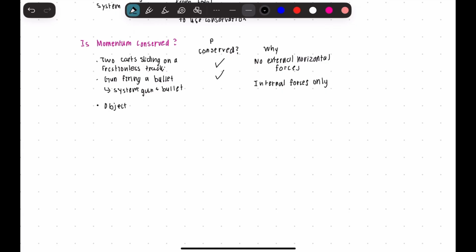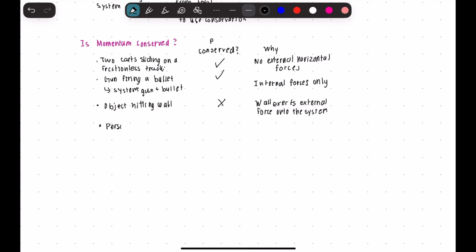So let's say we have an object hitting the wall. If you have an object hitting the wall, then momentum is not conserved because the wall exerts an external force onto the system. And yeah, so that does not conserve momentum.